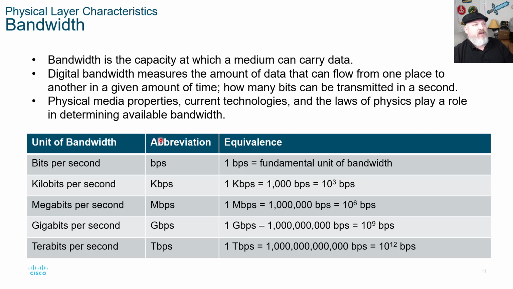Now, with bandwidth, you'll see bps, kbps, it's per second. So it's kilobits a second, bits per second. It's not the same as when you're measuring speeds on a central processing unit. This is bits per second. How many bits are going through in a second?